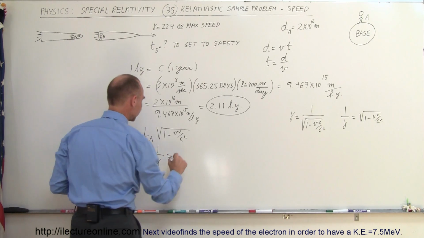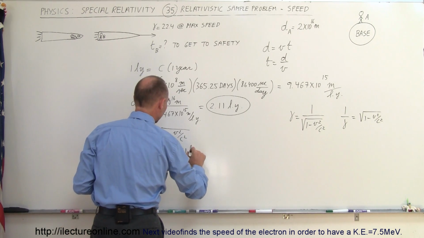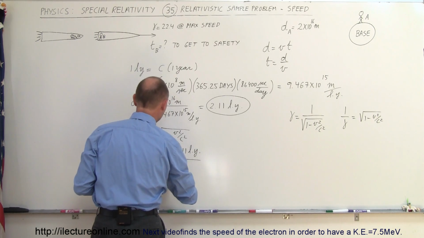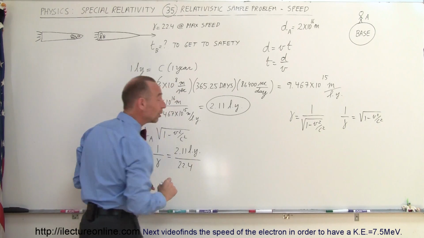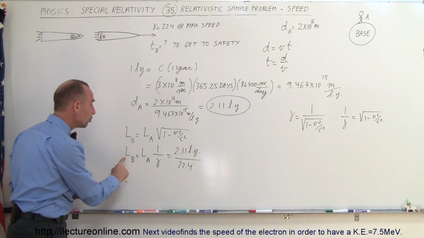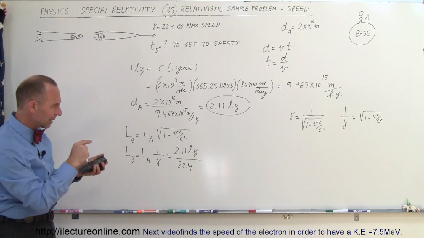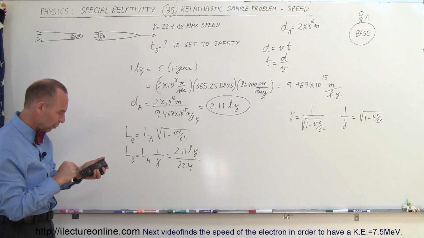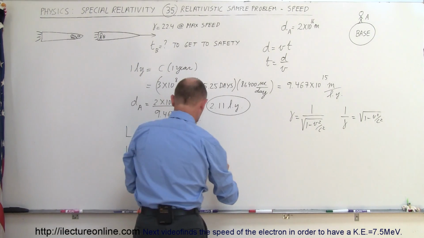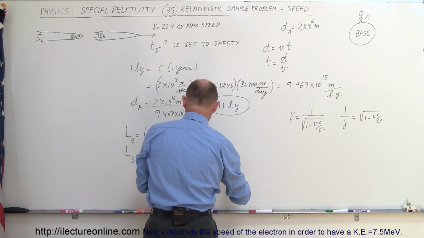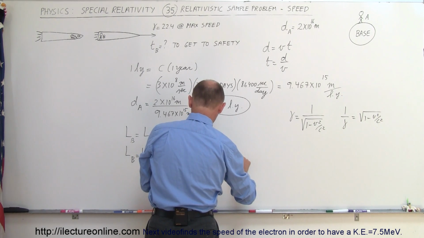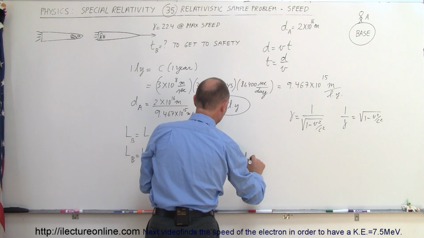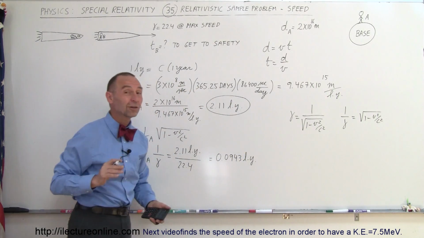In other words, it is 2.11 light years divided by gamma, which at the maximum speed you can go, gamma will be 22.4. So according to you, it's not nearly as long. We take that distance divided by 22.4 and we get 0.0943 light years. So according to you, it's not nearly as far.